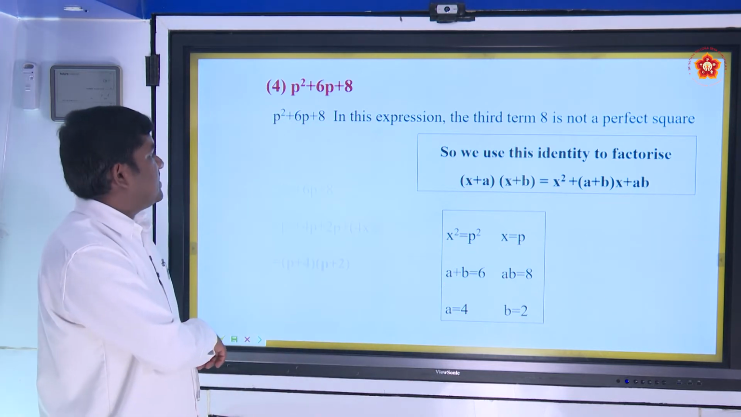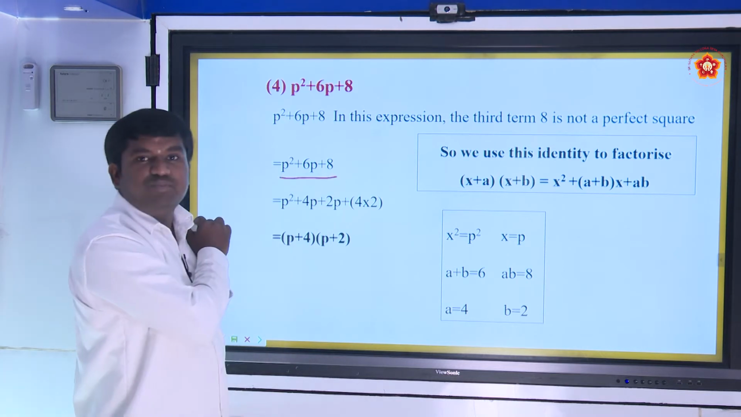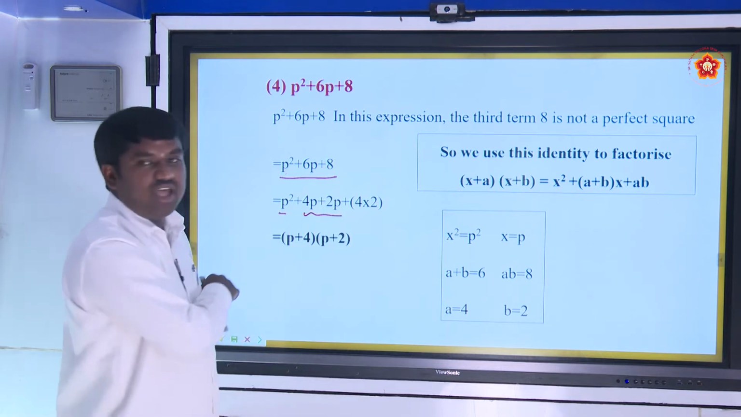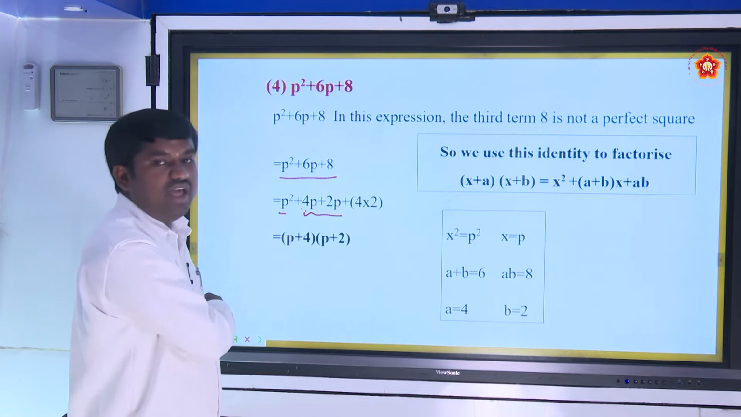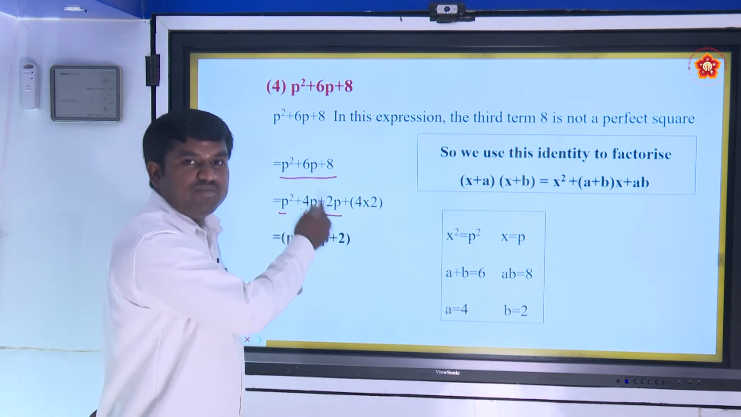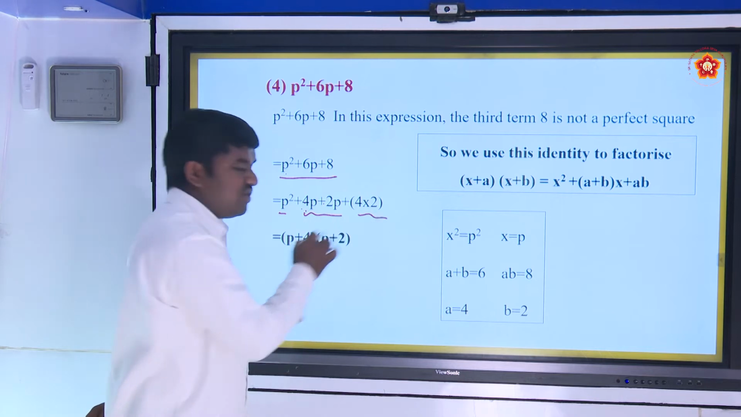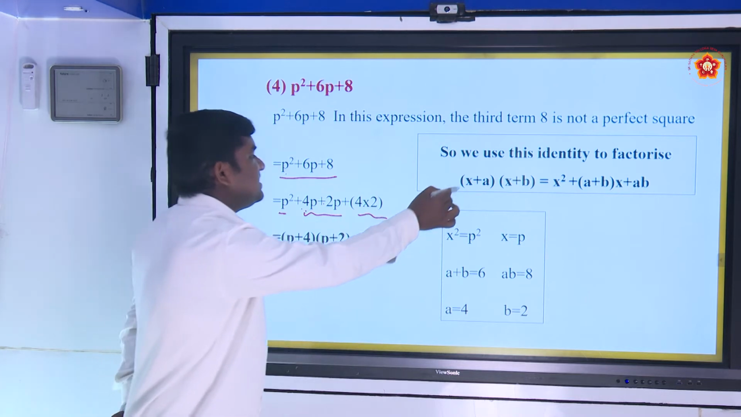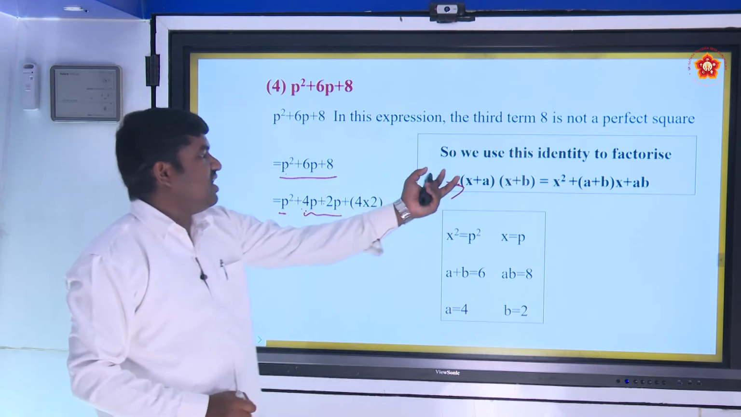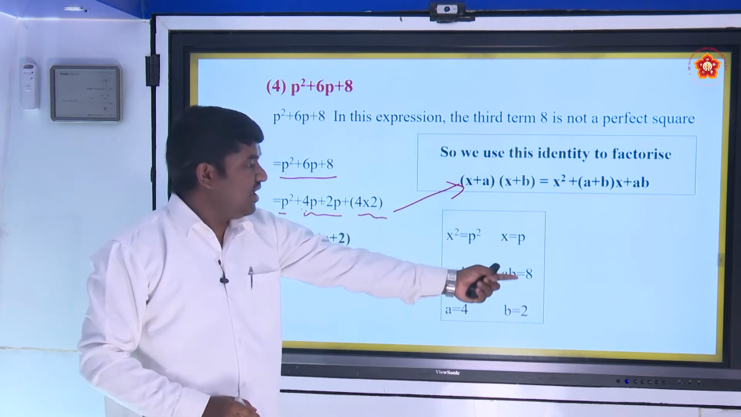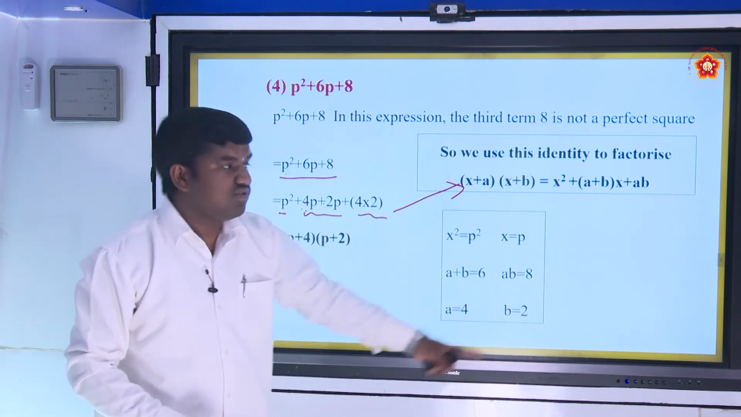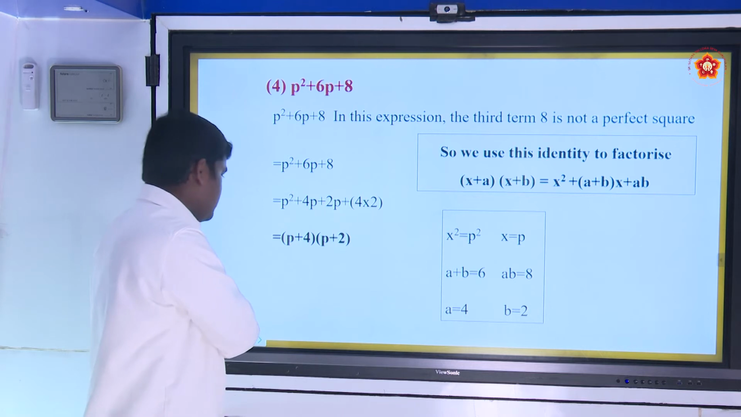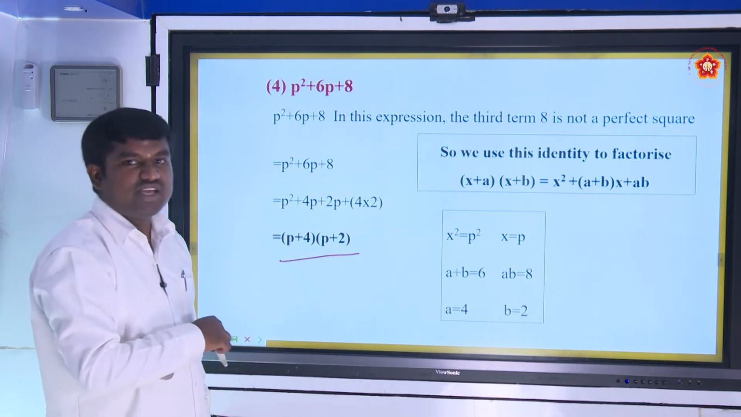Yes. Next, observe here, p² + 6p + 8 is there. So 6p can be written as 4p plus 2p, because you know a is 4 and b is 2. Then 8 can be written as 4 into 2. So observe here, this is in the form of this identity. The factors are (x+a)(x+b), where x is p, a is 4, b is 2. So (p+4)(p+2). These are the factors of the given algebraic expression.